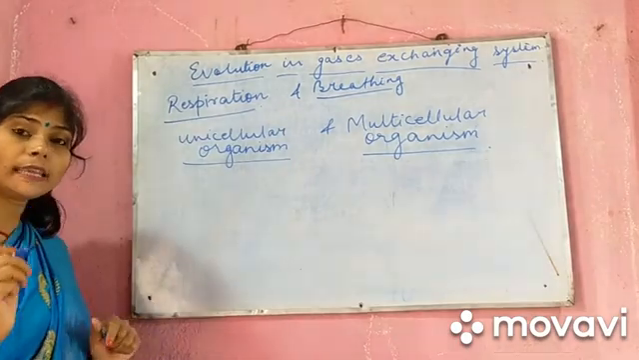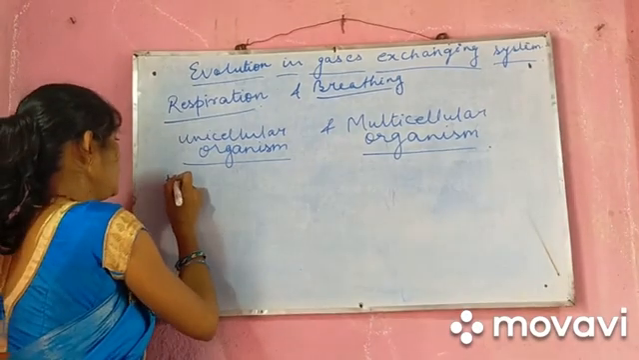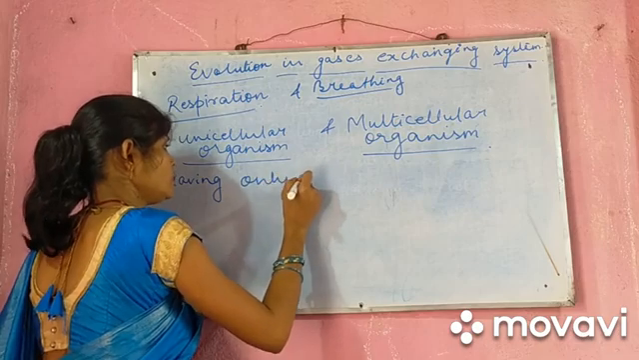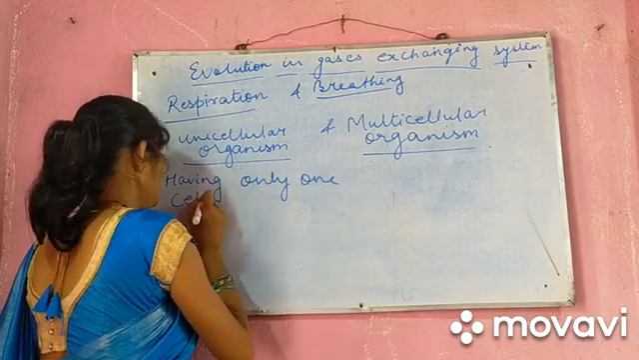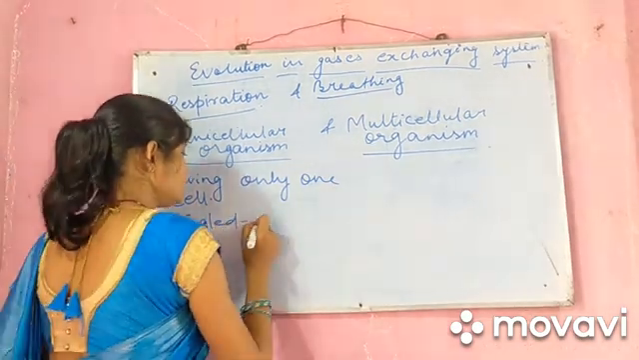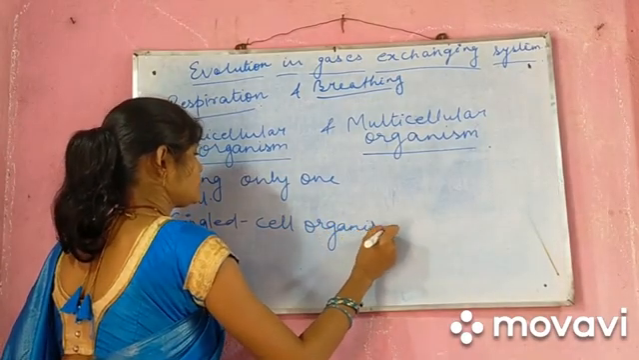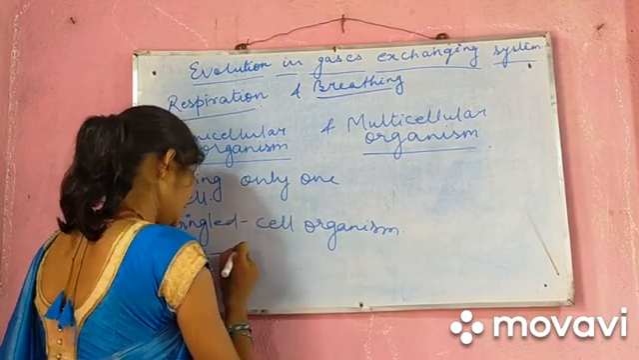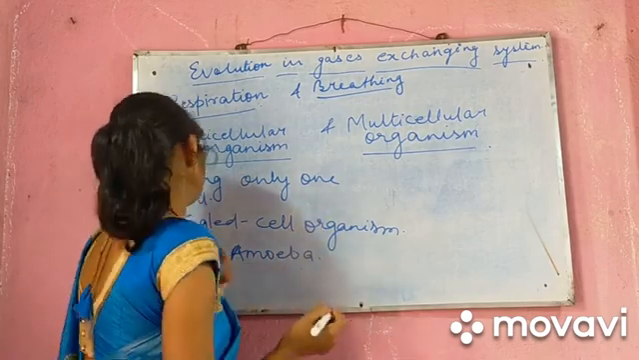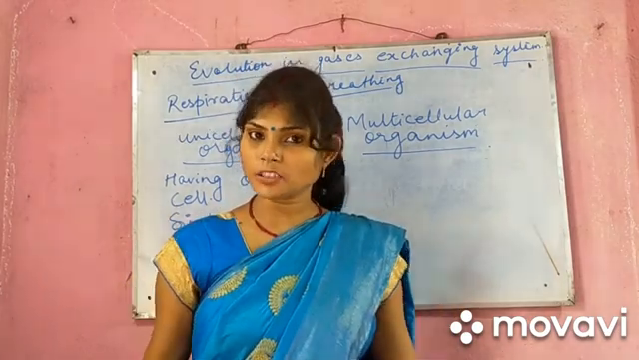Unicellular means the organism which is having only one cell, hence known as single cell organism. Example, you can take amoeba. In single cell organism, the organism is not having different parts of the body.